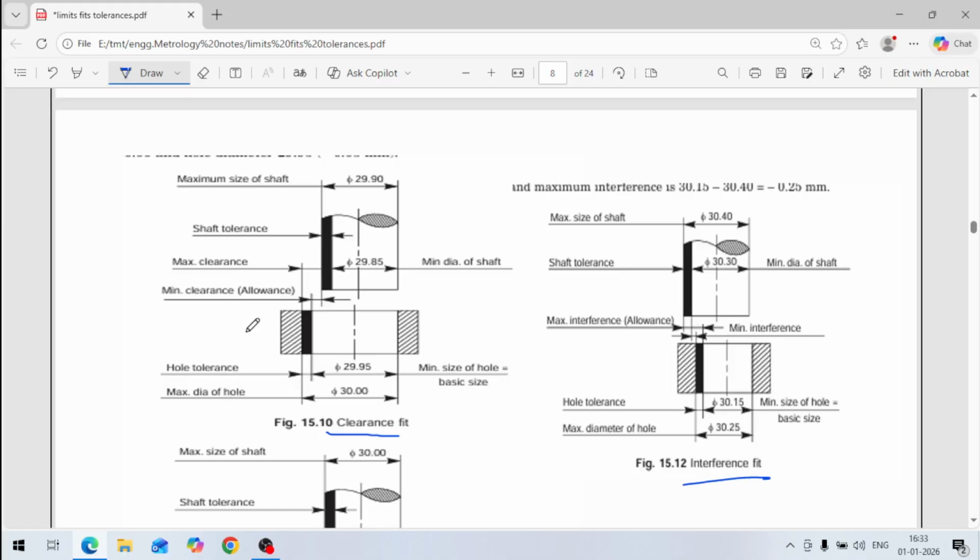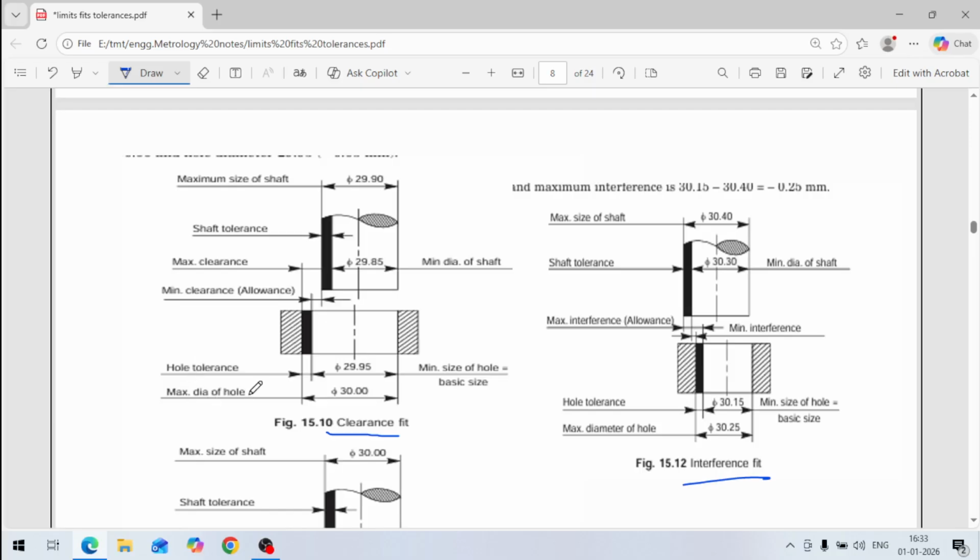First, clearance fit means this is your shaft and this is your hole. There should be some gap between the shaft and the hole. Some gap, some tolerance should be there. That type of fit is called clearance fit.